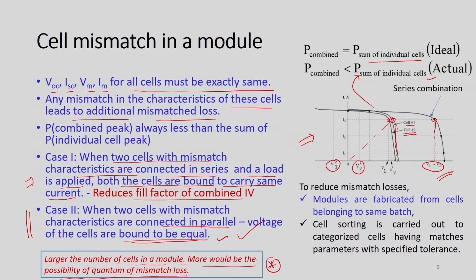So, how do we reduce the mismatch losses? One option is that modules are fabricated from cells belonging to the same batch. When it is manufactured, we have to collect the cells from the same batch. The second option is that cell sorting is carried out to categorize cells having matched parameters within specified tolerances. Not exactly identical, but they should be the same.